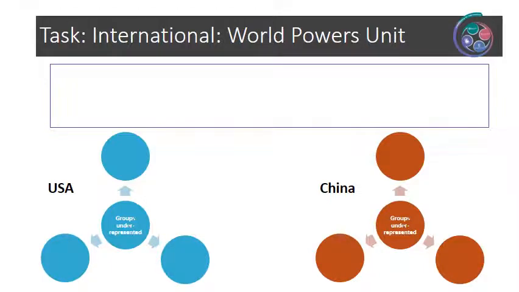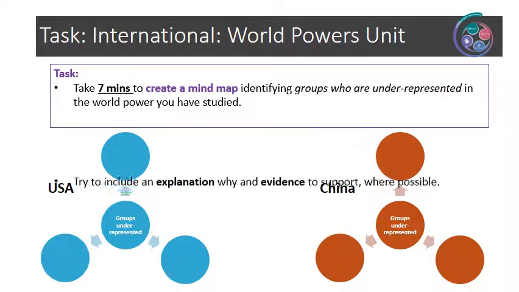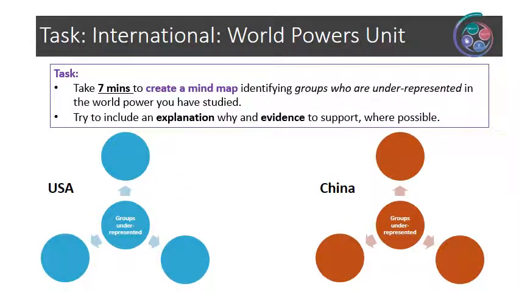And this now leads us on to another short task linking to the World Powers unit. You should take 7 minutes to create a mind map in your jotter, identifying groups who are underrepresented in the world power you have studied. For example, this could be women in the USA, it may be women in China too. If you can, try to include an explanation why and some evidence to support where possible. You may wish to pause this video now and have a go at completing this task in 7 minutes in your jotter.